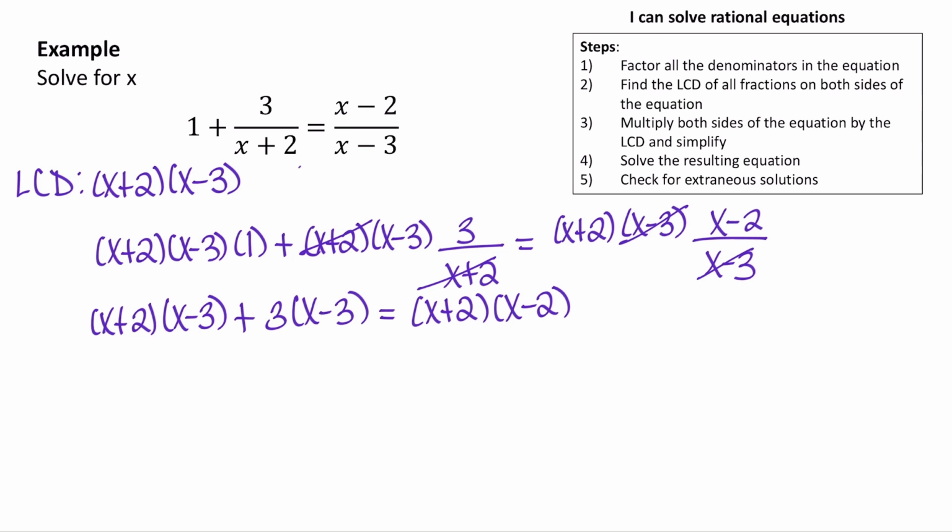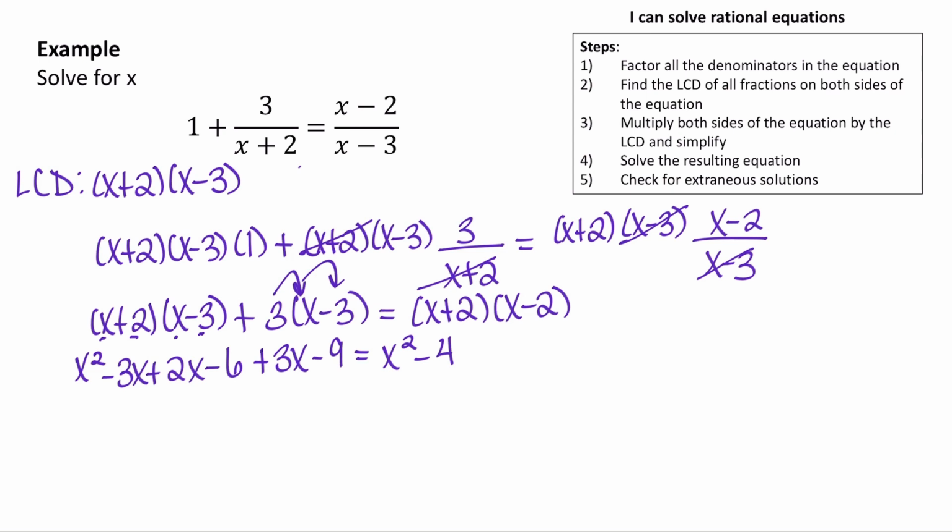So x plus 2 times x minus 3, let's go ahead and use FOIL. So x times x is x squared. X times negative 3 is negative 3x. 2 times x is going to be plus 2x. 2 times minus 3 is going to be minus 6. Now we have a 3 times x minus 3 that we're going to distribute. So we have 3x minus 9. And then here, this x plus 2, x minus 2, you may recognize that. That is the difference of two squares. So that's going to be x squared minus 4. If you want, you can FOIL it out, but you'll see you get the same answer.